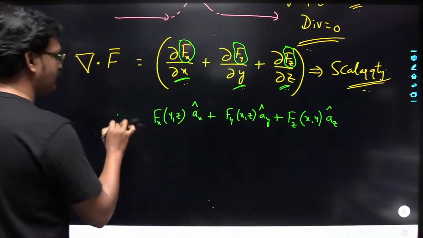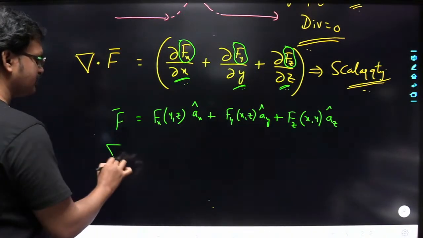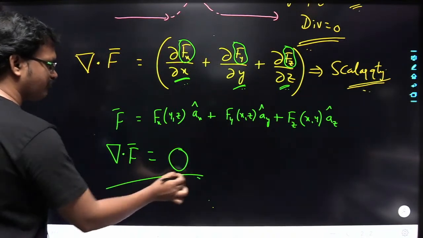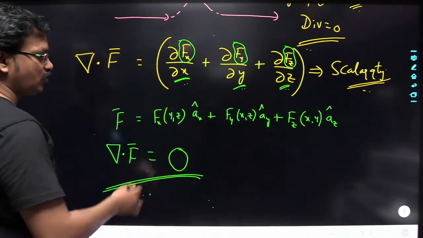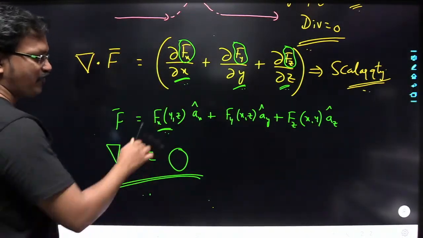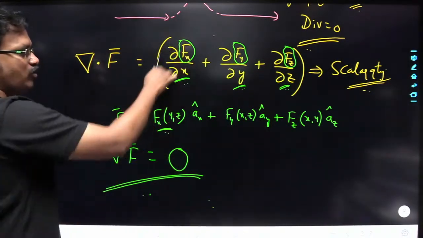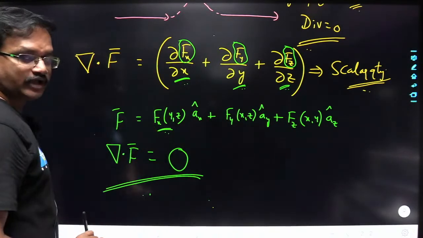So if the vector field looks like this here, then you can simply say divergence of f bar is equal to 0. Why? Whenever you are calculating divergence, you are taking the x component and differentiating with respect to x. If the x component is a function of only y and z, it is independent of x, then you are going to get 0. If you differentiate this with respect to x, you are going to get 0.